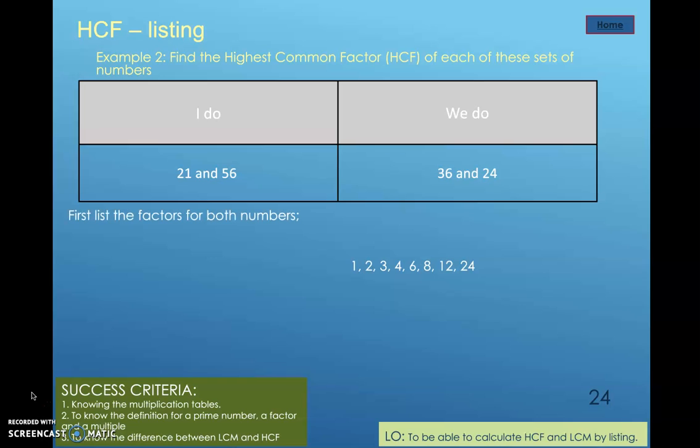So now another example with the I do. First list the factors for both numbers. Then we look for the highest common factor, which we find to be 7. Little spoiler alert on the we do, but can you pause it now? Work through how we've done the other one. You'll have 2 minutes to do that.